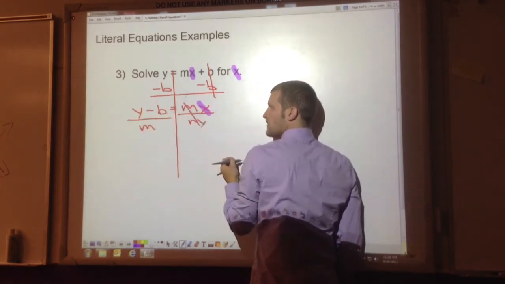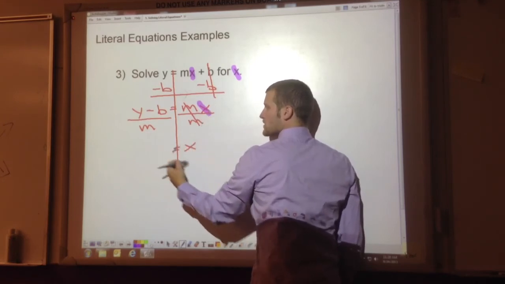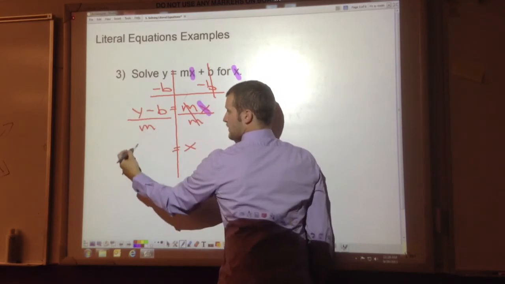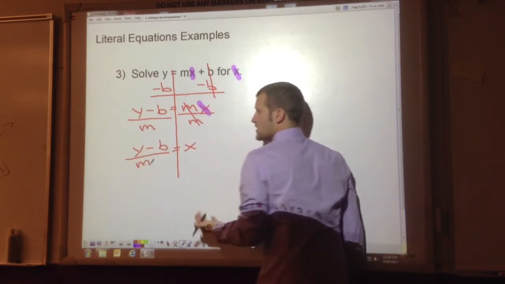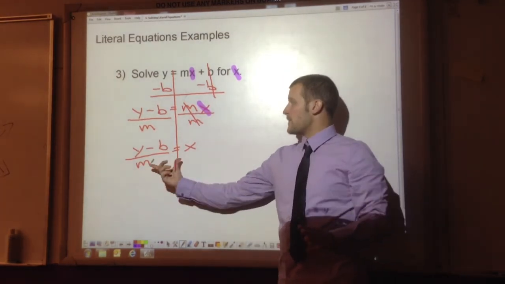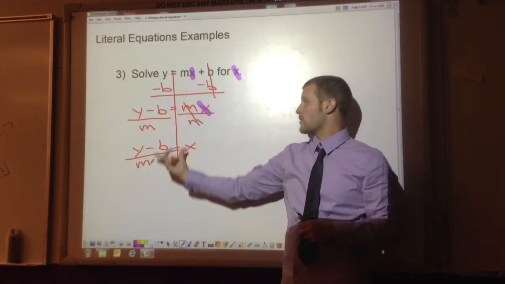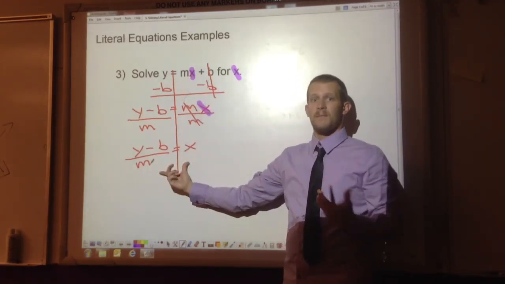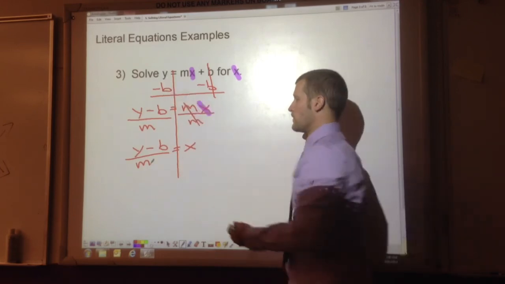These cancel. X is all that's left on this side, and it equals this stuff. I can't do any of that stuff because they're not like terms. I don't know what numbers they're going to be, so I just leave it as what it is. This is the same equation as what we started with. These literal equations are equivalent to each other, but it's been rearranged because this has x alone and this has y alone.